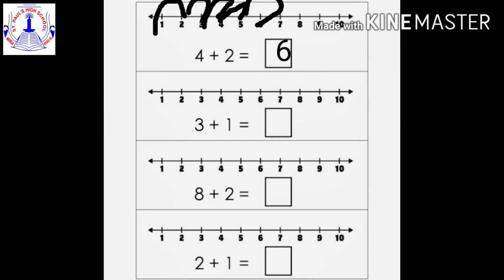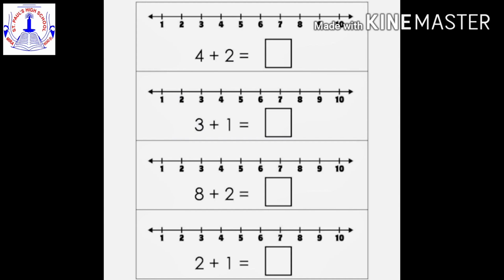Understood students? Now the second one. 3 plus 1. So what do you have to do? You have to jump till 3 and then add one more number, and you will get your answer. So the second one is 3 plus 1 is equal to box. Then the third one. 8 plus 2 is equal to box. So 8 plus 2 is how much? You have to count on the number line and write in the box.